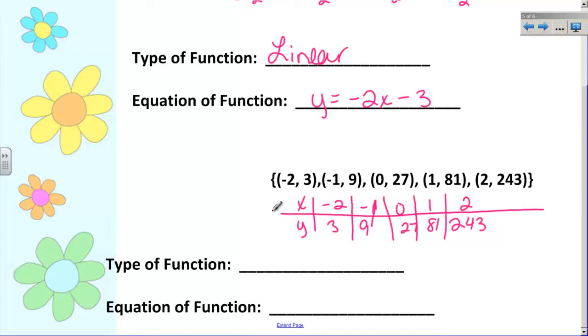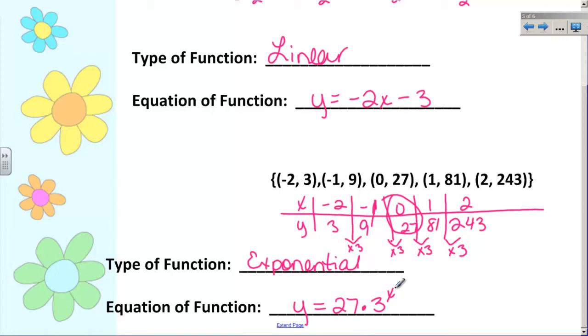Let's test to see if it's linear first. From 3 to 9 is +6. From 9 to 27 is not +6, so not a constant rate of change. It means it's going to have to be exponential. Let's find our factor. This becomes times 3. This is times 3. Times 3, and I'm willing to bet that's also times 3. That makes this an exponential function because it has a constant factor. So my b is 3, my a is 27, so it's 27 times 3 to the x. That's my function. And that's how you go about doing that.